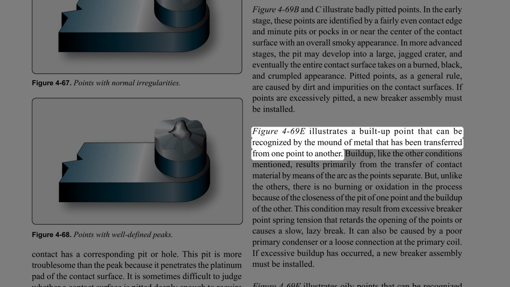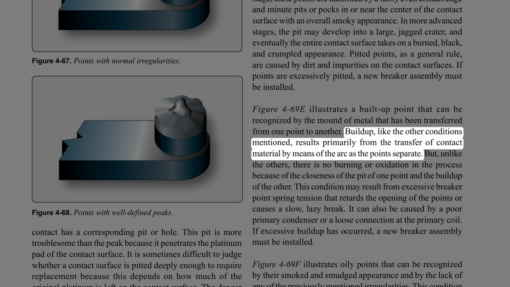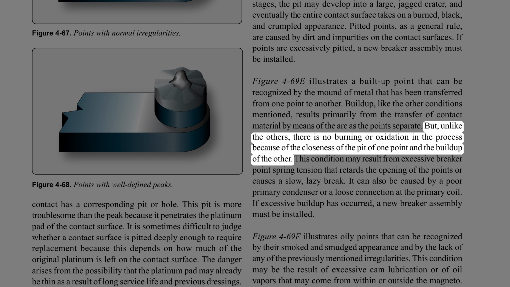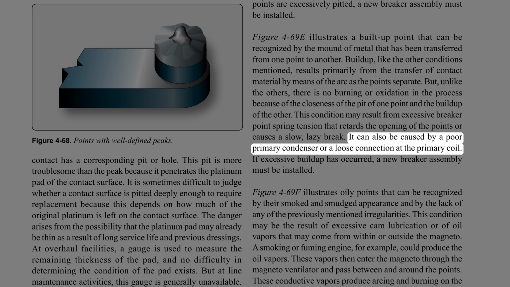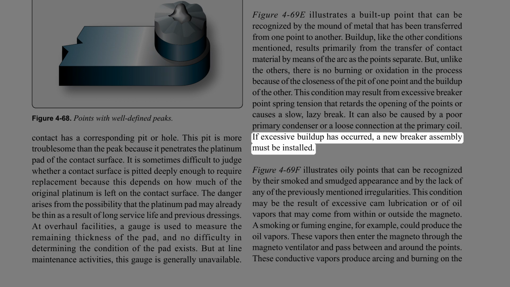Figure 4-69E illustrates a built-up point that can be recognized by the mound of metal that has been transferred from one point to another. Buildup, like the other conditions mentioned, results primarily from the transfer of contact material by means of the arc as the points separate. But, unlike the others, there is no burning or oxidation in the process because of the closeness of the pit of one point and the buildup of the other. This condition may result from excessive breaker point spring tension that retards the opening of the points or causes a slow, lazy break. It can also be caused by a poor primary condenser or a loose connection at the primary coil. If excessive buildup has occurred, a new breaker assembly must be installed.